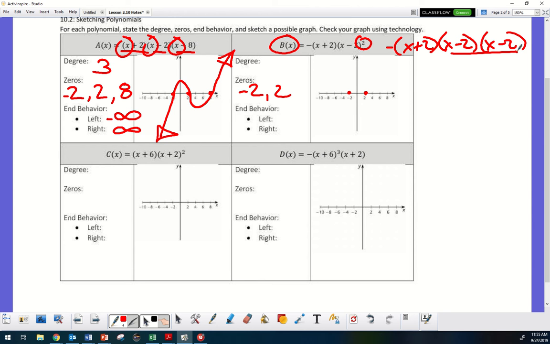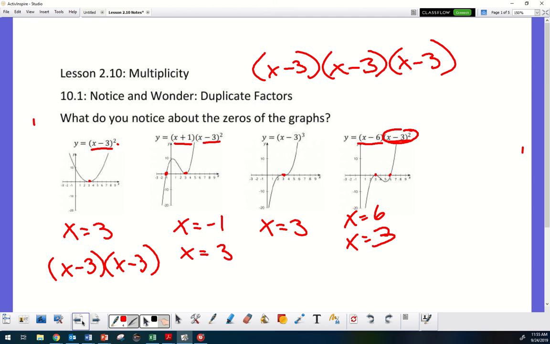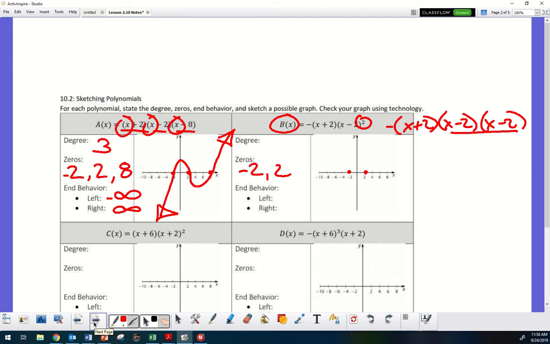What does it mean if it hits it twice? I'm going to go back to a previous slide. So if it hits it twice, what did it do here? At 3, on this one right here, it hit it twice, and it just touched it and bounced back. So if I do the same thing over here, at 3, it touched it and bounced back. So we know the shape. Because this is a 3rd degree, it has to end going down, so at positive 2, it's going to bounce.